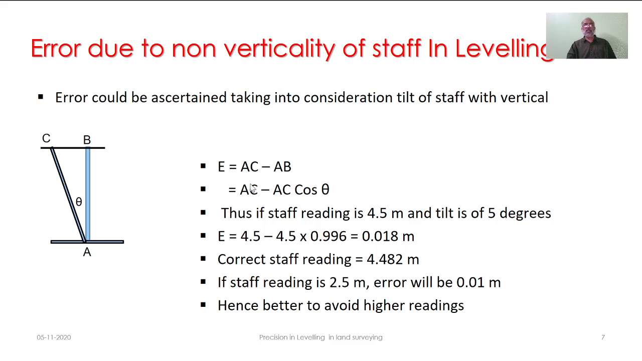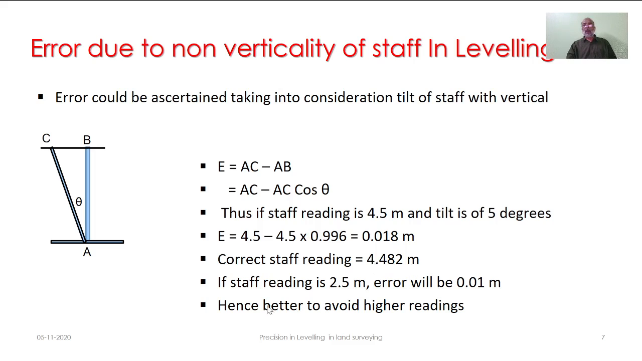As we use this expression, say for a particular case, if the staff reading is 4.5 meters and the tilt involved is 5 degrees with respect to vertical, the error involved would be 0.018 meters, and hence the correct staff reading could be worked out as 4.482 meters.